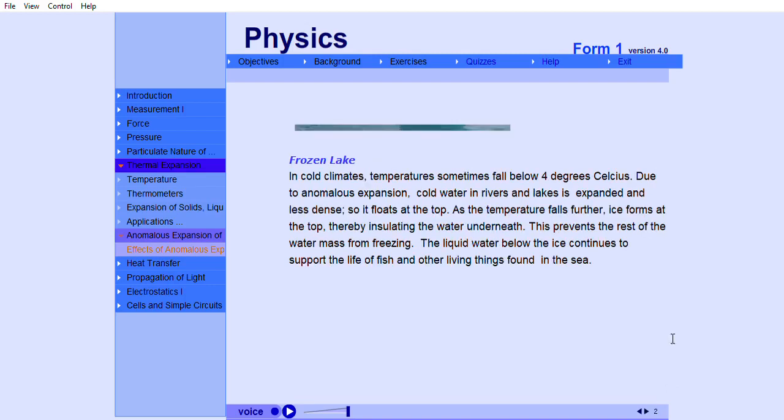Frozen lake. In cold climates, temperatures sometimes fall below 4 degrees Celsius. Due to anomalous expansion, cold water in rivers and lakes is expanded and less dense, so it floats at the top. As the temperature falls further, ice forms at the top, thereby insulating the water underneath. This prevents the rest of the water mass from freezing. The liquid water below the ice continues to support the life of fish and other living things found in the sea.